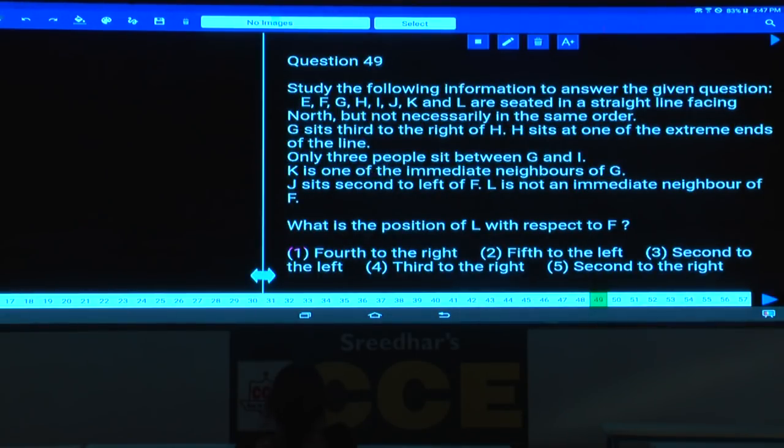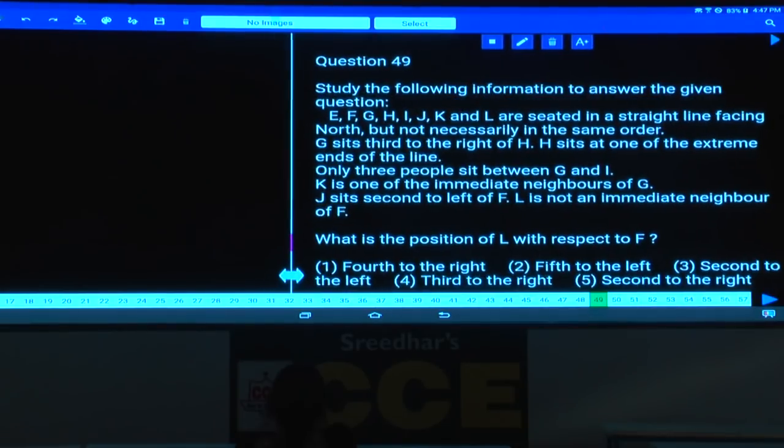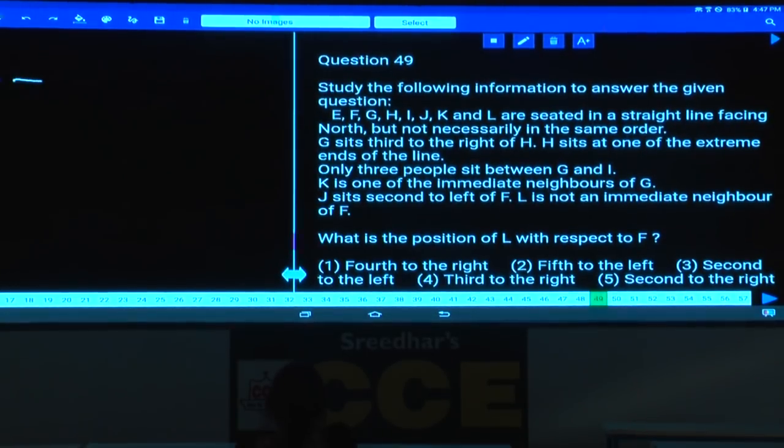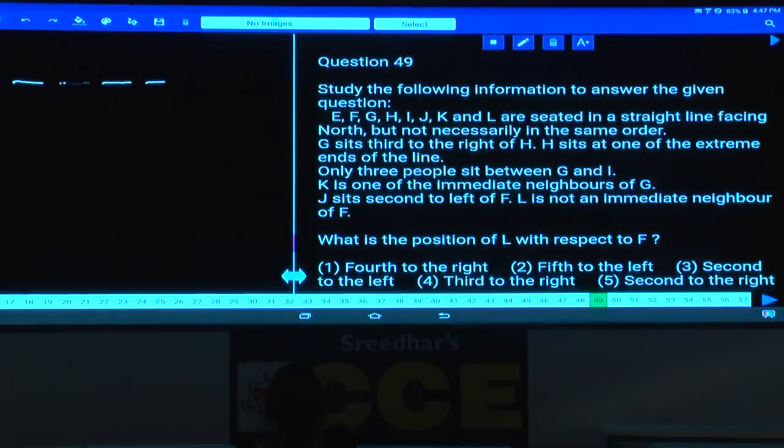Now in this question number 49, E, F, G, H, I, J, K and L. In total how many persons? We have 8 persons seated in a straight line facing north. 8 persons E, F, G, H, I, J, K and L are seated in a straight line facing north but not necessarily in the same order.